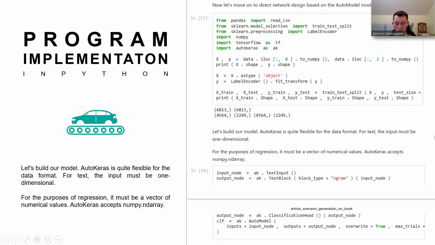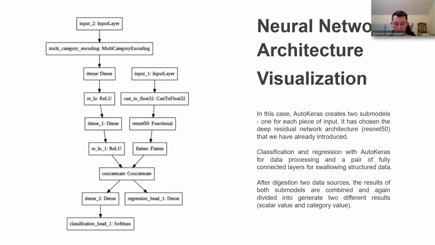To begin with, it is worth describing our neural network model and talking about the quality of the results. This is a model determined by inputs and outputs. AutoModel combines a hypermodel and a tuner to configure the hypermodel. The user can use it in a similar way to the Keras model, as it also has fit and predict methods. In this case, AutoModel creates 2 submodels, one for each piece of input.